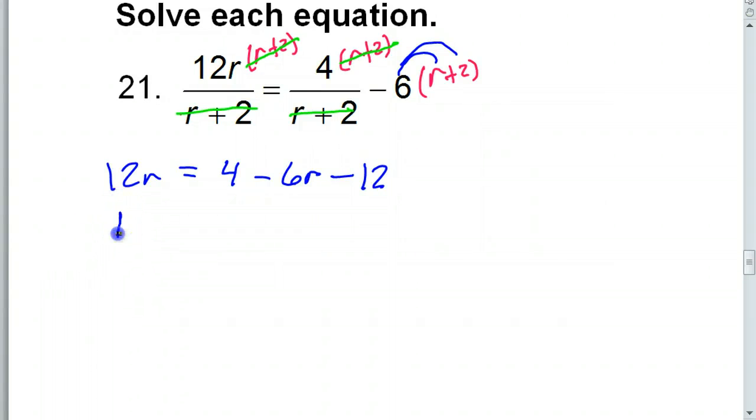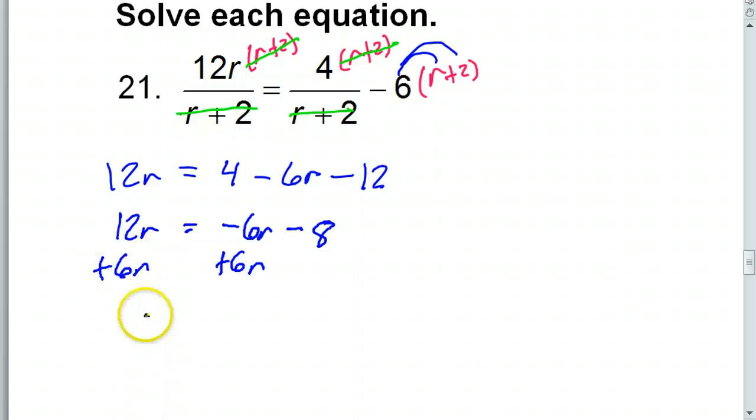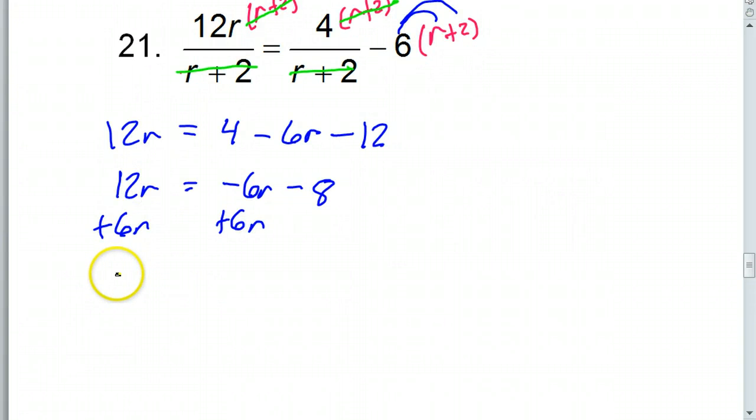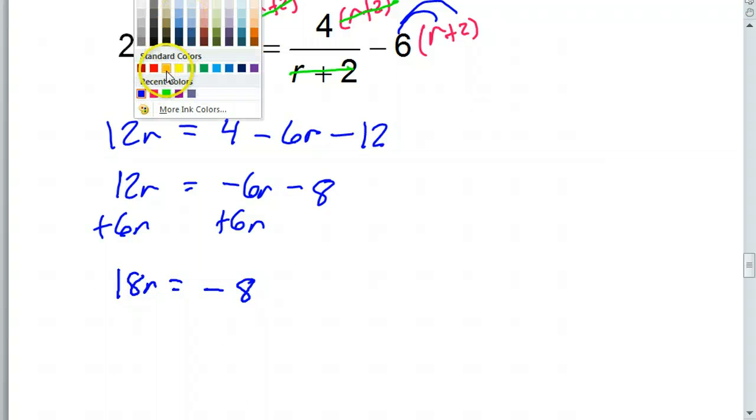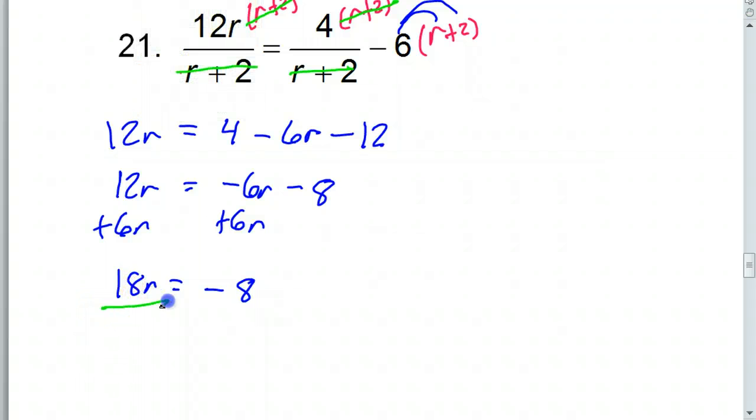So then we just keep going. So I have 12r is equal to negative 6r minus 8. So negative 18r. I would add 6r to both sides. Okay, so that's going to give me 18r is equal to negative 8. Then I would divide both sides by 18.